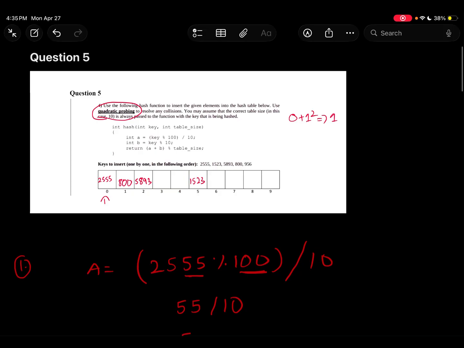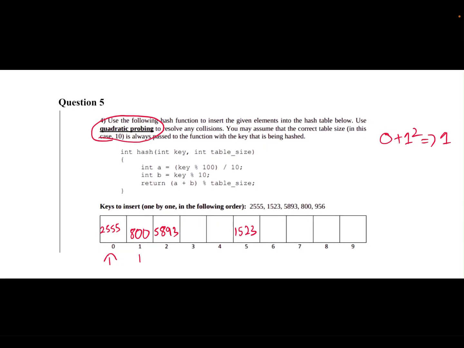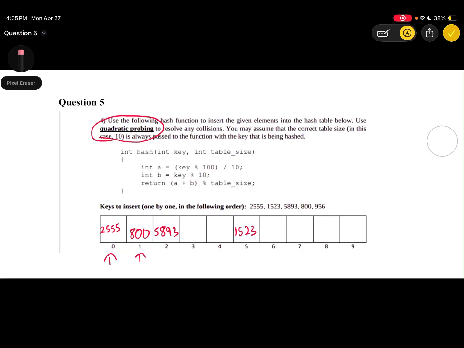Look, but this is a problem here. This is a collision, right? So we need to apply our formula. Let me just erase this. So this is a collision. So I need to apply our formula 1 plus 1 squared. So this is 2. Again, there's a collision.